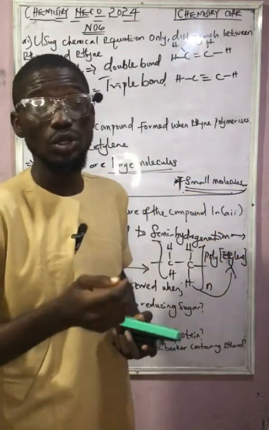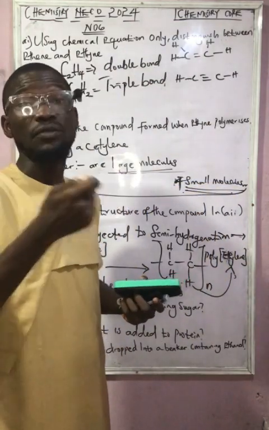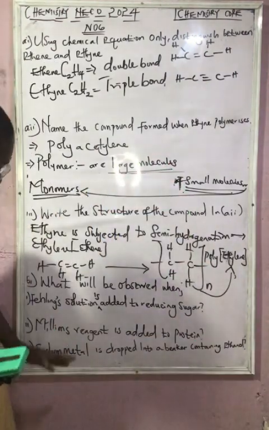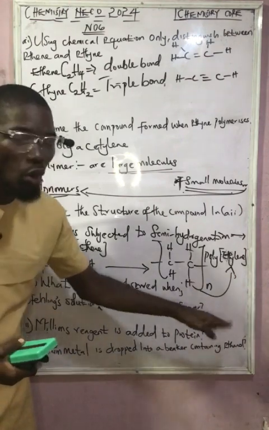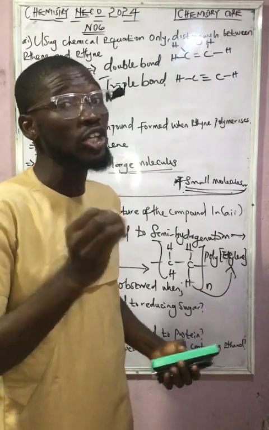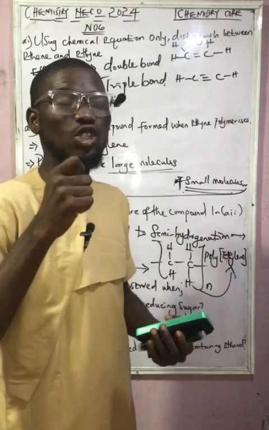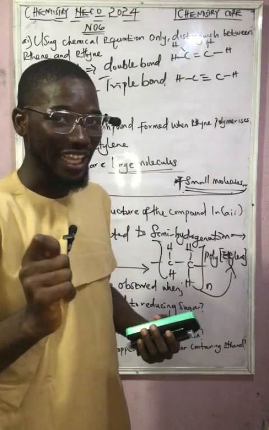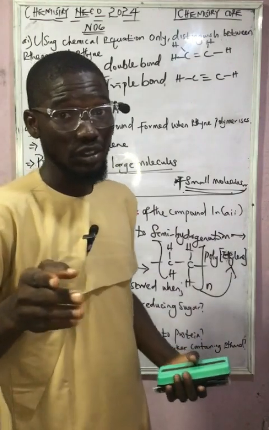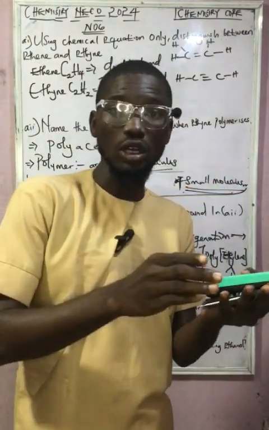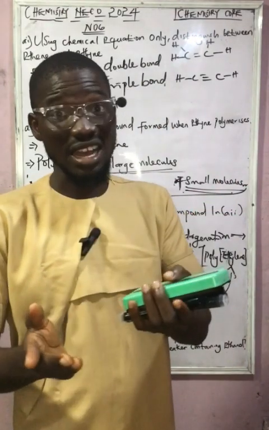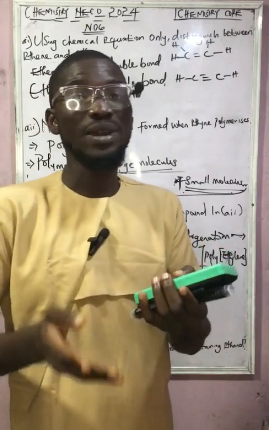So the last one is sodium metal dropped into a beaker containing ethanol. We all know the kind of taste ethanol gives, how burning it is. But here, if sodium metal is added into a beaker containing ethanol, a vigorous reaction will occur, producing hydrogen gas and sodium ethoxide.